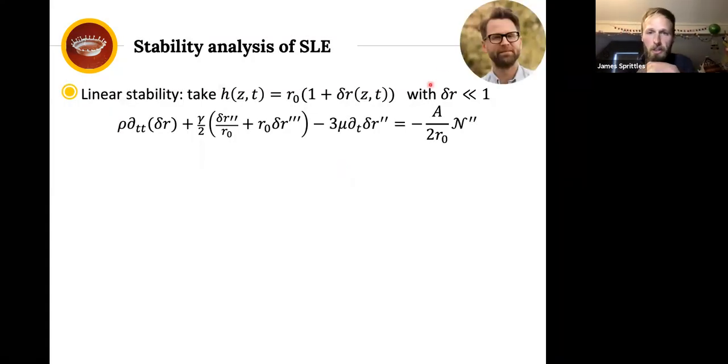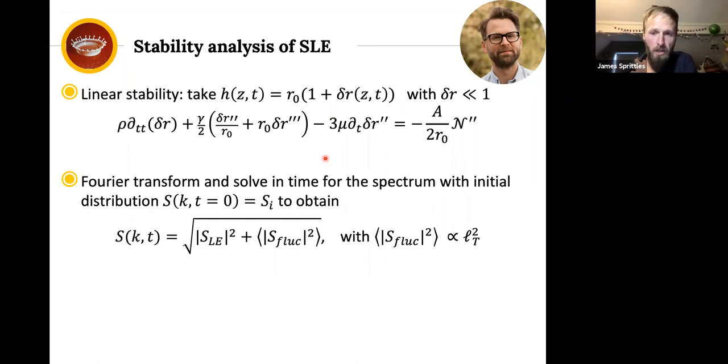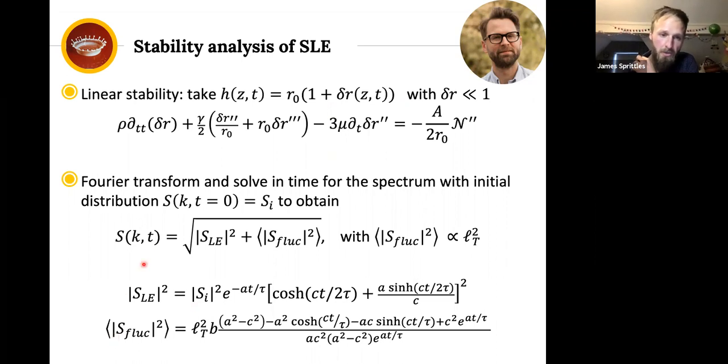So what Duncan did was actually do the instability analysis for the stochastic lubrication equations for the first time. And it follows a very similar process to the one I showed you before. So I'm not going to go through it. I'm just going to say that as a result of this, we find the spectrum as a function of K and T analytically. Okay, so there's these expressions here.